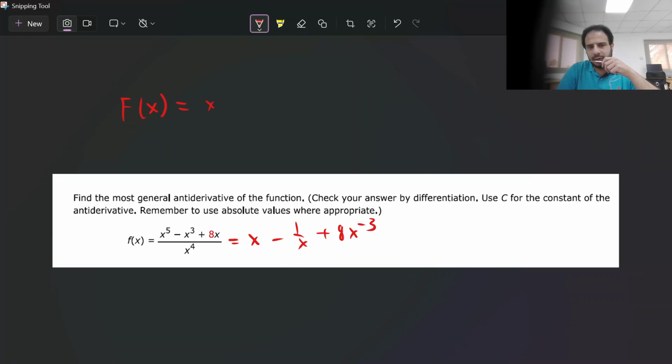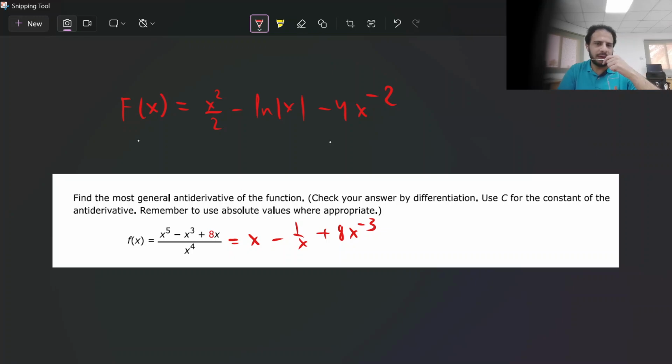X, you get x squared over 2, right? Minus 1 over x, minus ln absolute value of x. Last one, you have 8x to minus 2 and you divide by minus 2. 8 divided by minus 2 is minus 4, right? So minus 4x to minus 2.